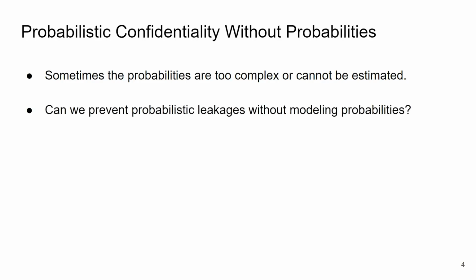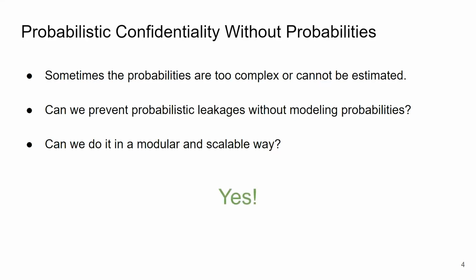It is dependent on the environment and cannot be estimated during development. So it is natural to ask if we can prevent probabilistic leakages without modeling probabilities. Also, can we do it in a modular and scalable way? Our work answers positively to both of these questions.